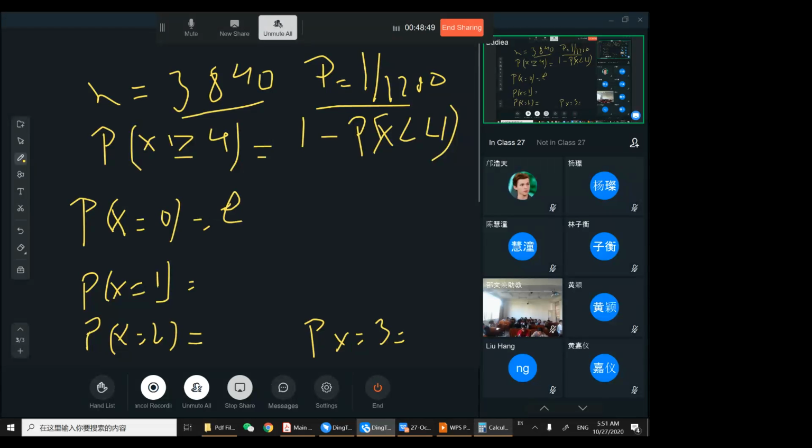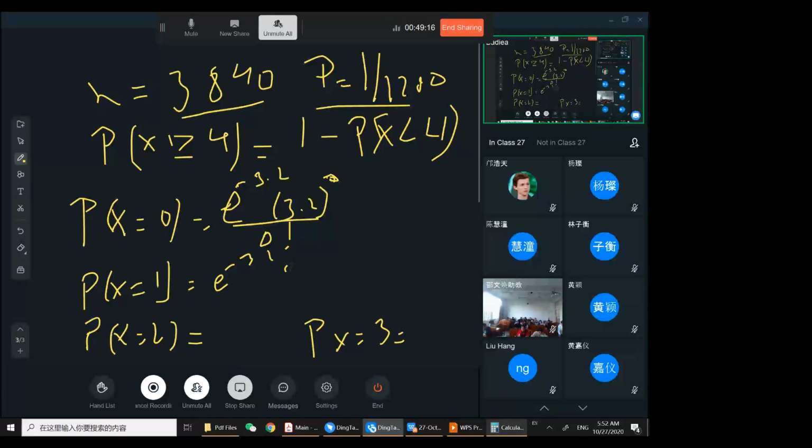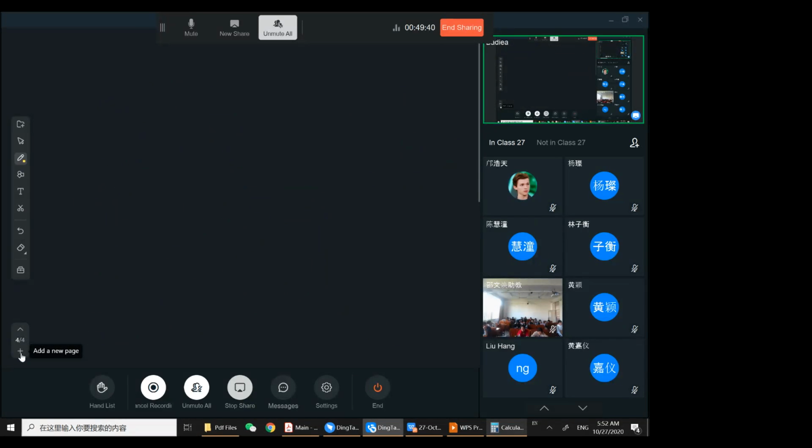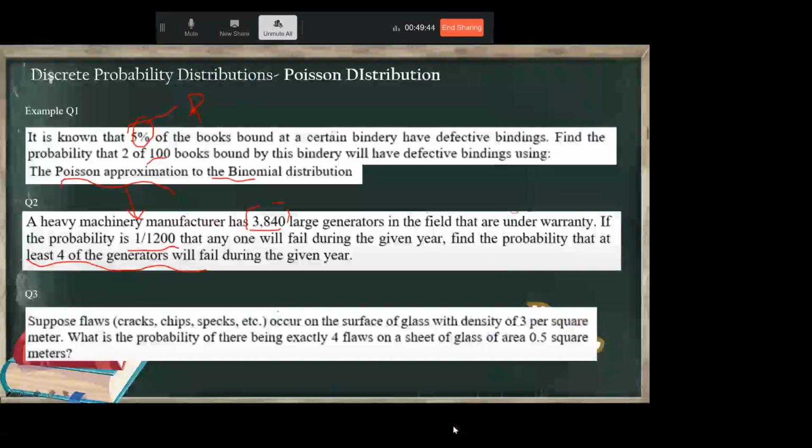So what is e? e power minus 3.2, and here lambda is 3.2, power x is 0, and below is 0 factorial, which is 1. And then it's e power minus 3.2, 3.2 power 1 divided by 1 factorial, and so on. At the end you can add all of these probabilities, and 1 minus this gives the answer. So you can solve it at home later on, right? Let's take another example before we have a break in a few minutes. Don't worry about the break, but let's finish the Poisson as well.